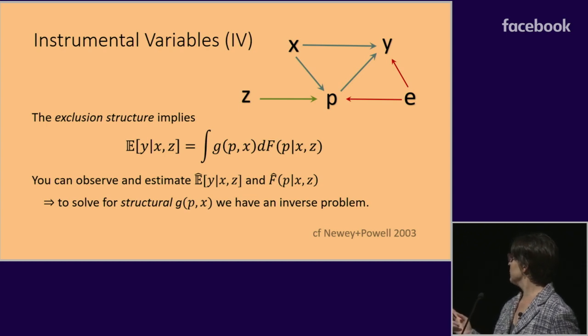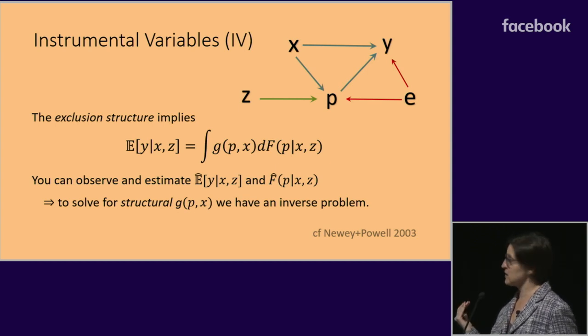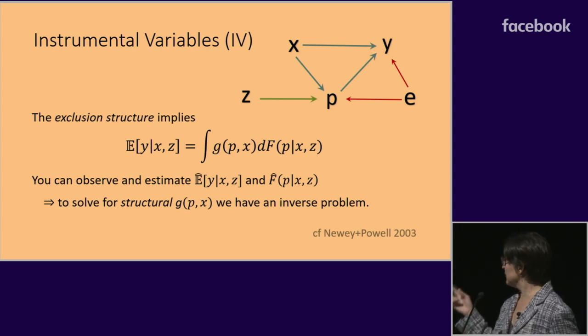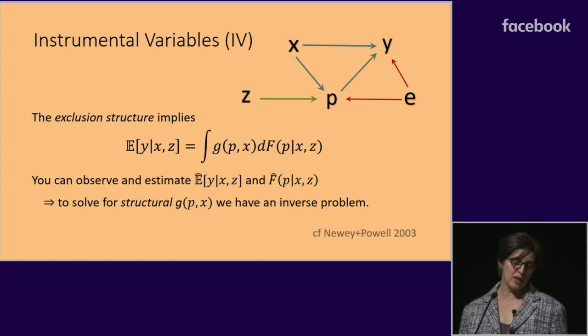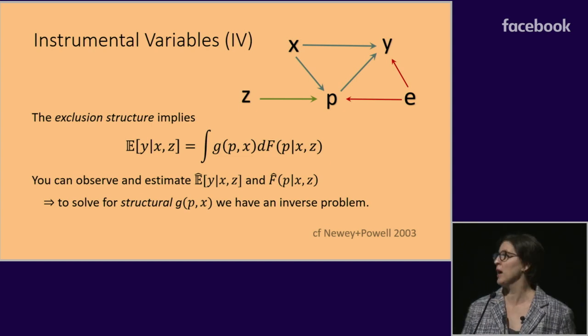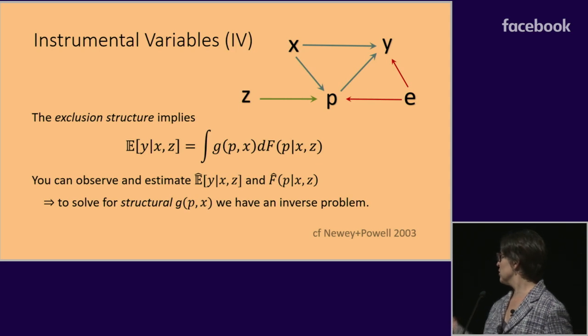And so the key thing is that Z is excluded from the outcome relationship. So Z is not directly related to the demand for the firm that day. And so what that means is that I can write the expectation of outcomes conditional on X and Z in a very particular way. Here I'm writing it as an integral. And I'm saying, okay, there's some function g of p and x, and that's telling me basically something about how changing price is going to change outcomes.